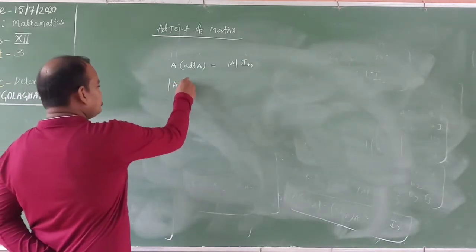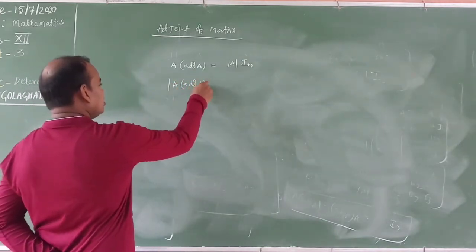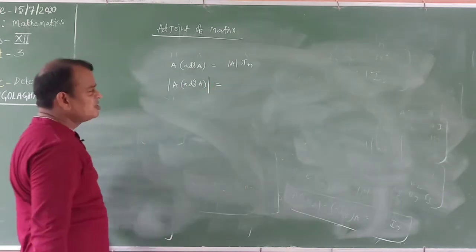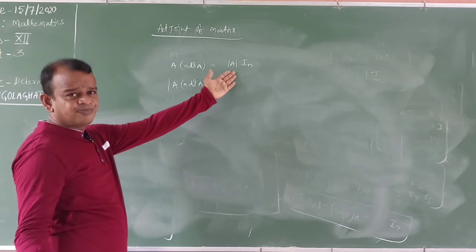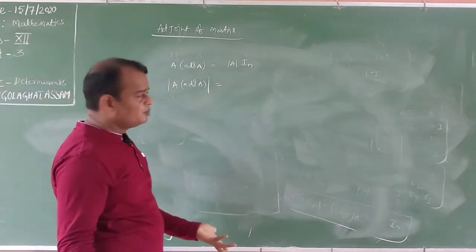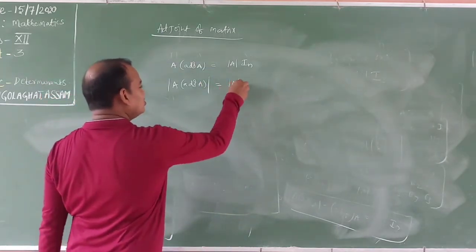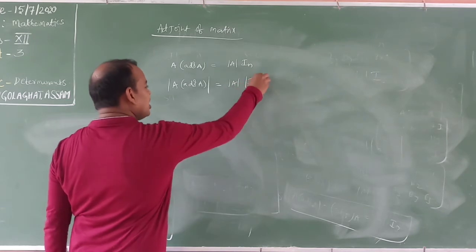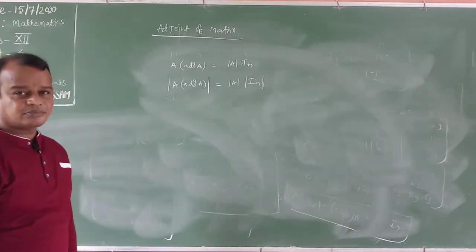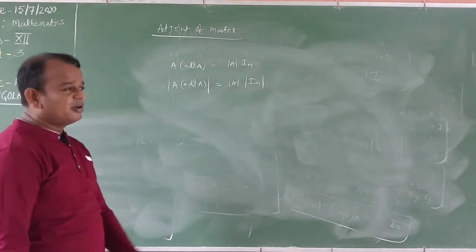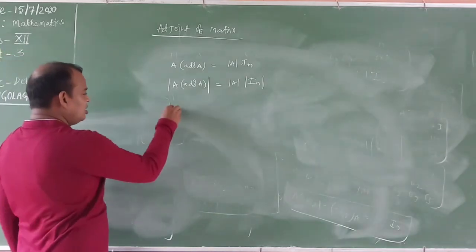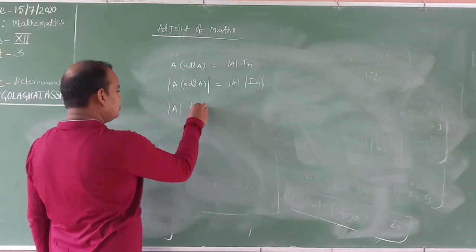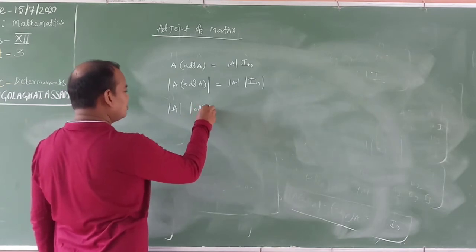Determinant of A into adjoint of A is equal to, this is all scalar. The determinant of a scalar, suppose the determinant of 1, means 1 only. Now, determinant of A into determinant of the identity matrix. This is the determinant of AB. What is the formula of the determinant of AB? Det A into det B. So determinant of A into determinant of adjoint of A.